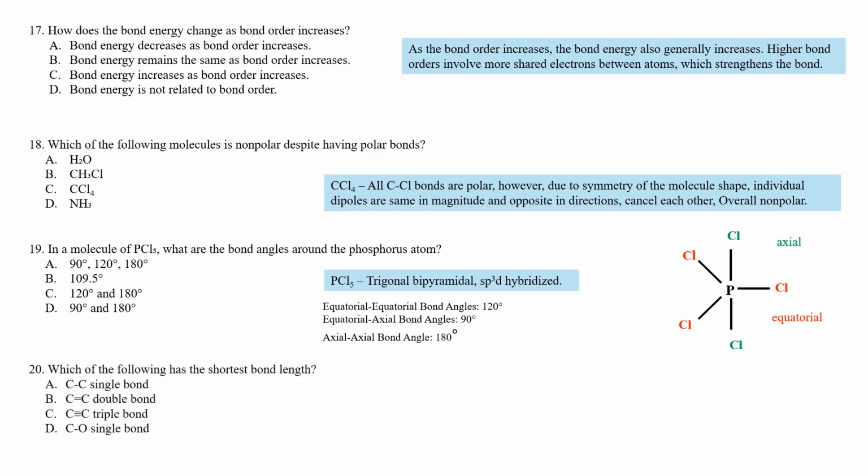Which of the following has the shortest bond length? So we discussed single, double and triple bonds. The stronger the bond, the shorter the bond. So among single, double and triple, the shortest bond is the triple bond. However, it is the strongest bond. A single bond is the weakest bond and it is the longest bond. Single bond length is the largest and the strength is the weakest. Triple bond length is the shortest but it is the strongest bond.